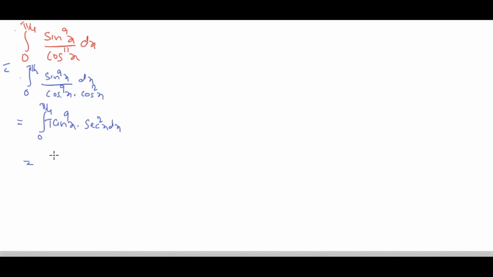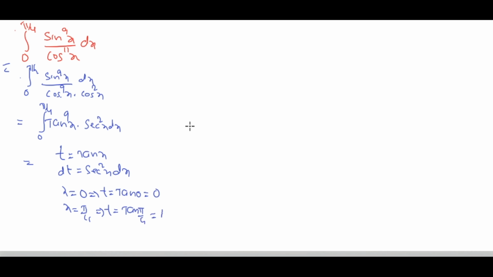Here put t is equal to tan x, and dt is equal to the derivative of tan x, which is secant square x into dx. Now the limits: if x is equal to 0, t is equal to tan 0, and tan 0 value is 0. If x is equal to pi by 4, t is equal to tan pi by 4, that is tan 45, which is 1. So the integration has lower bound 0 and upper bound 1.